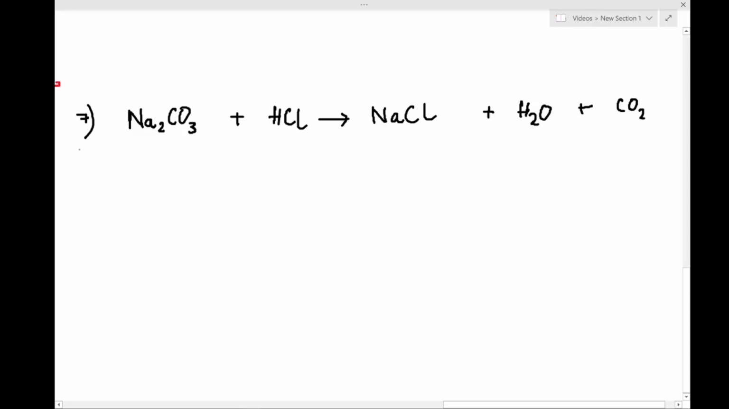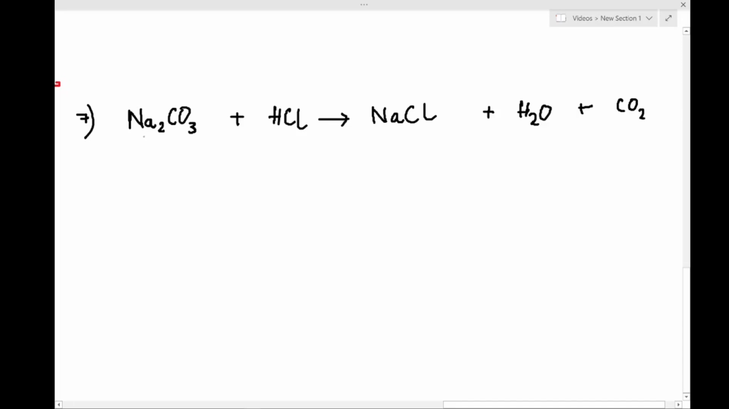Now for this next equation, we have sodium carbonate reacting with hydrochloric acid, and the products are sodium chloride plus water plus carbon dioxide. Again, if you want to solve it on your own and then compare to my solution, please feel free to take a minute and try and solve this. It's better if you get into the practice of solving equations, because ideally practice will make you perfect.